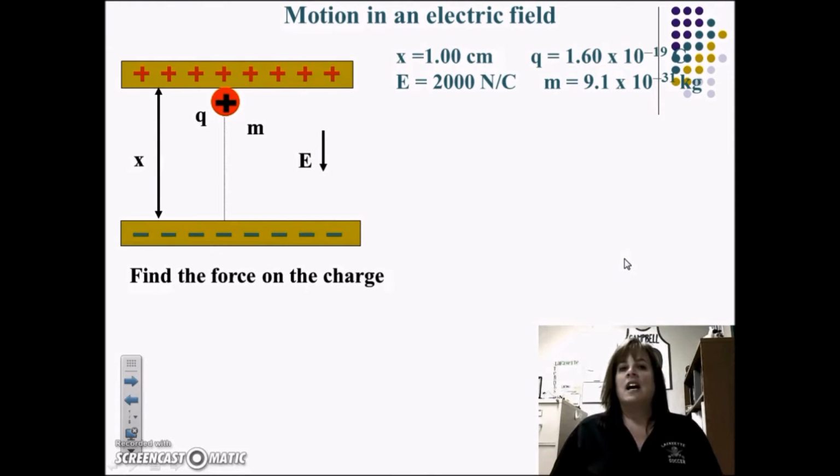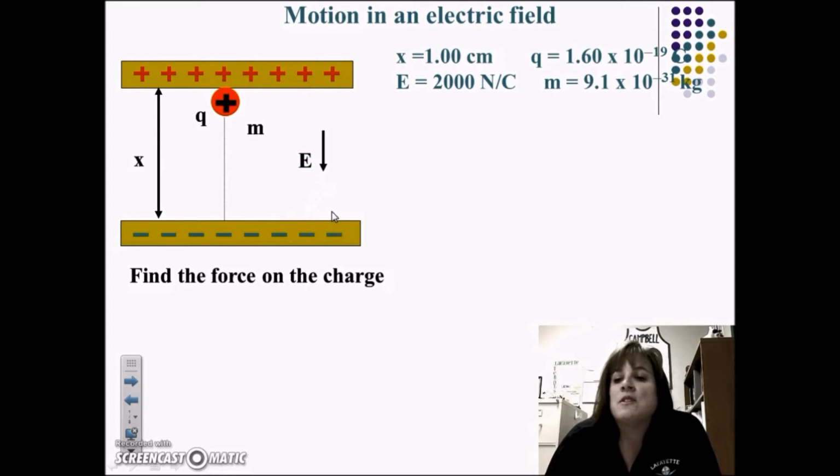Now, let's take a look at how we would do some calculations with this. So here is my setup. My electric field points from positive to negative in between my plates, so it's pointing down in this picture. And I put a positive charge, which looks like it's a proton, because its charge is 1.6 times 10 to the negative 19. Nope, but it's got the mass of an electron, so maybe it's a positron. And I have an electric field strength of 2,000 newtons per coulomb. The plate separation is 1 centimeter.